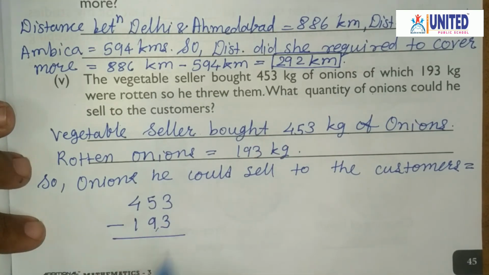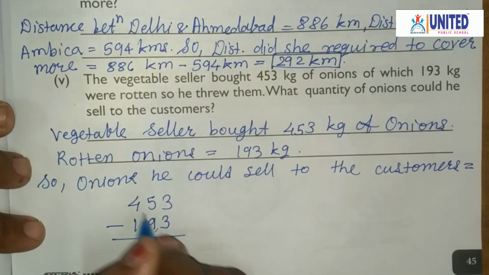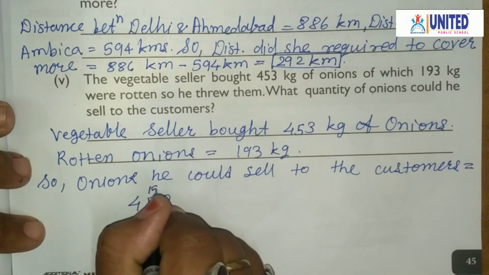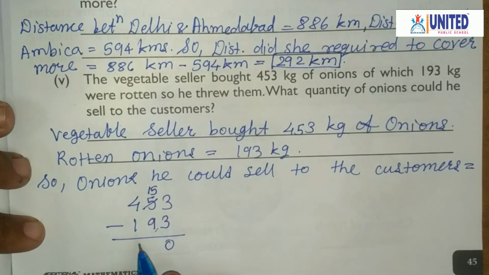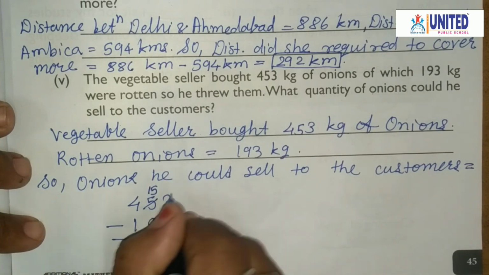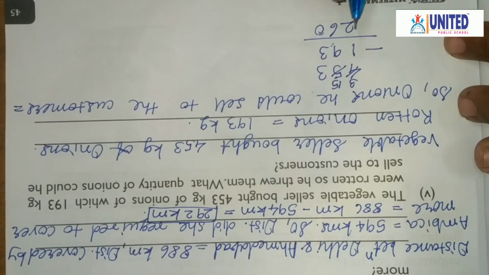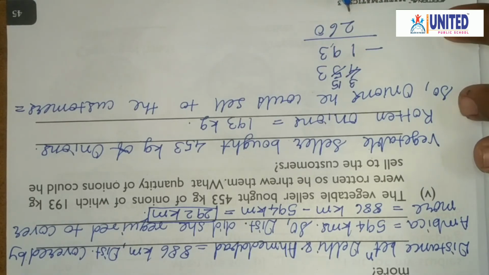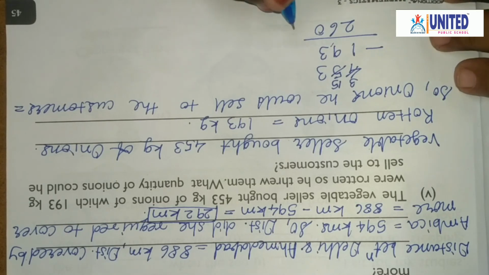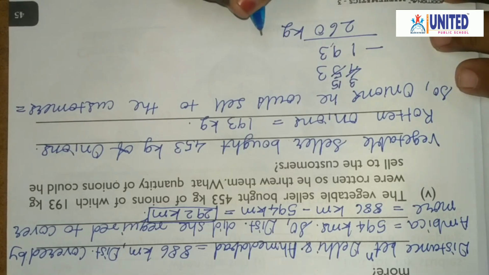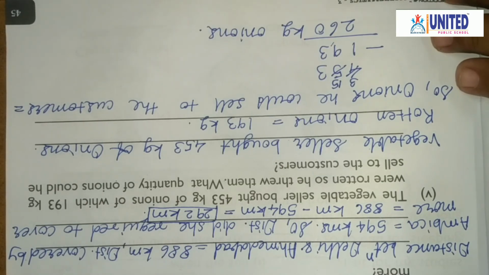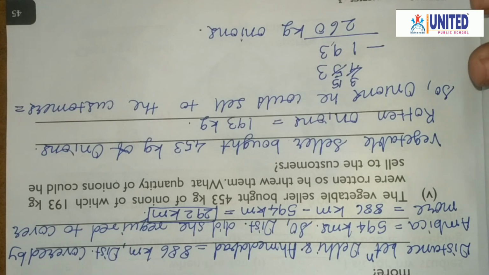Okay. So here we have the space, so we can do the vertical subtraction. So 3 minus 3 is 0. 5 minus 9 is not possible, so we take the 15, borrow here. 15 minus 9, that is 6. 1 borrow is going there, so here 3 remains. So 3 minus 1 is equal to 2. So what is the answer? 260. So 260 kg onions. Okay, done. So in this way we solve the statement problems.